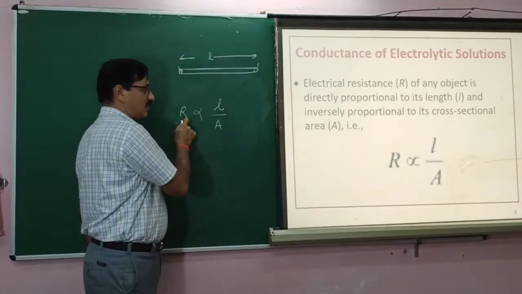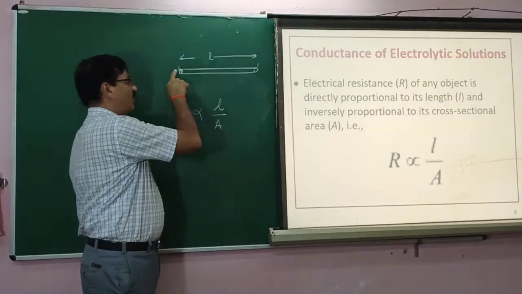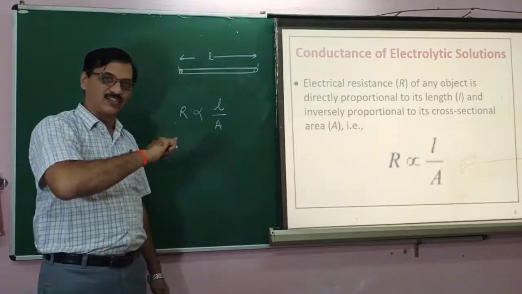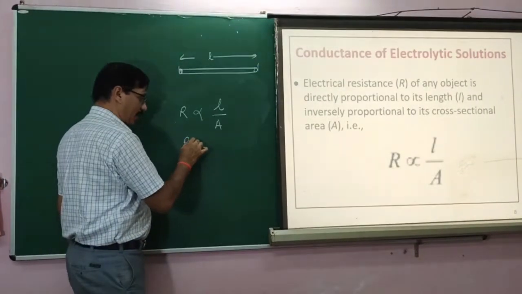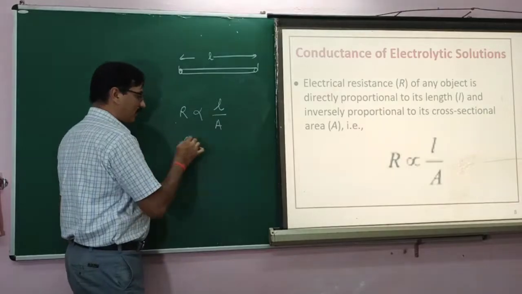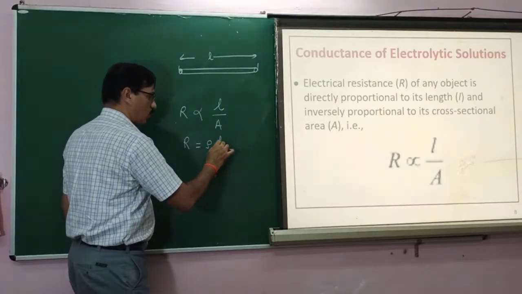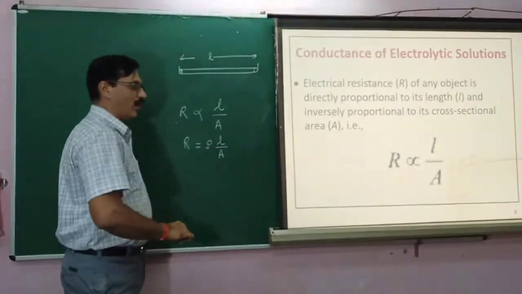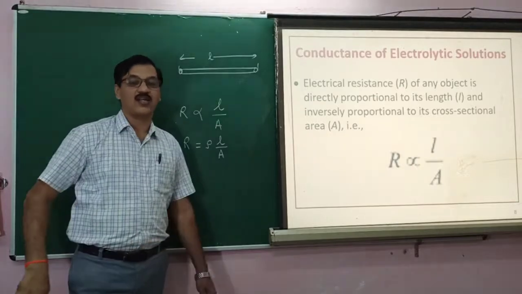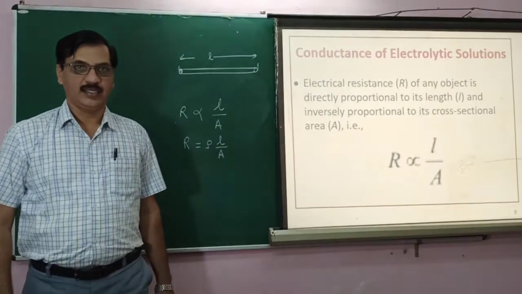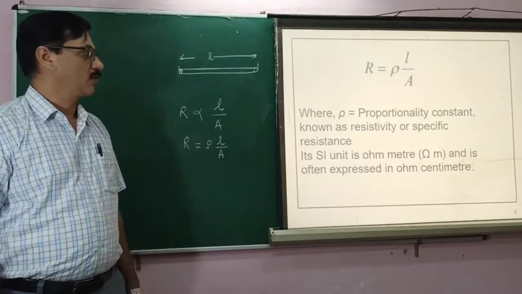Resistance is directly proportional to length. If length increases, resistance increases. If area of cross section increases, then resistance decreases. This is the way it is related. Now, if you make an equation, there will be a proportionality constant rho: R is equal to rho L by A. This rho is called resistivity, or specific resistance.